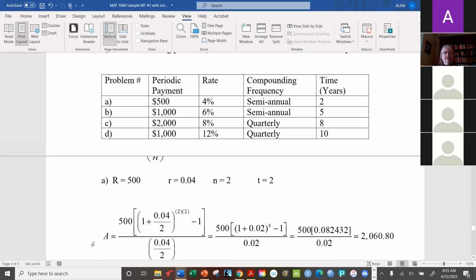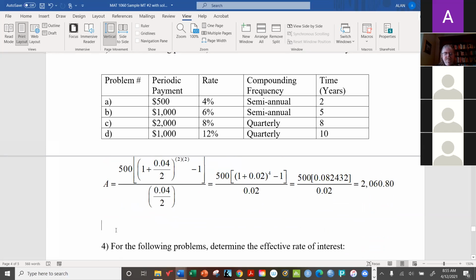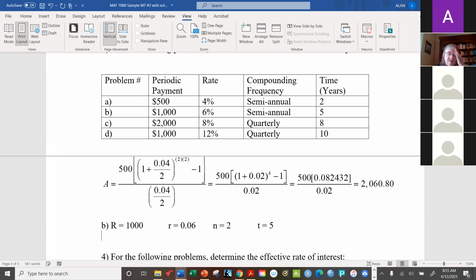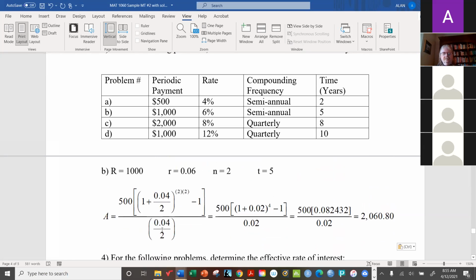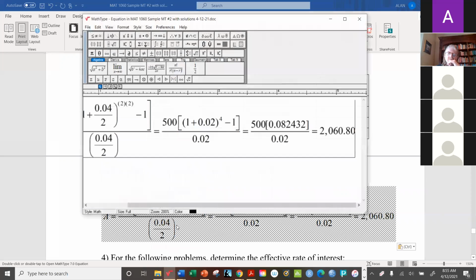Okay, B, R equals 1,000. Lowercase r is 0.06. N is 2, and T is 5. All right. So let's plug everything in. So I'll just recycle this equation. Okay, here we go.